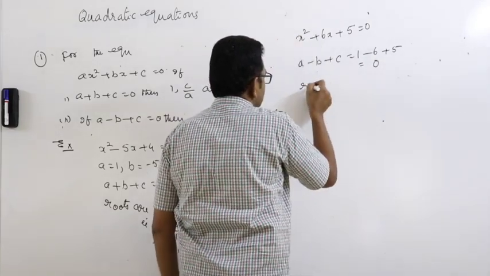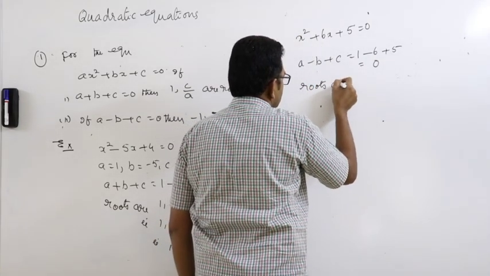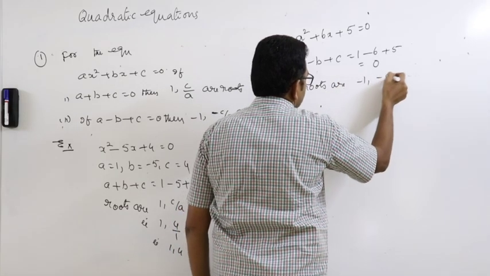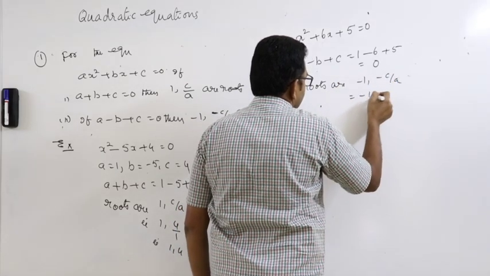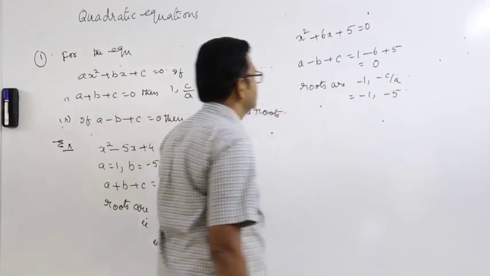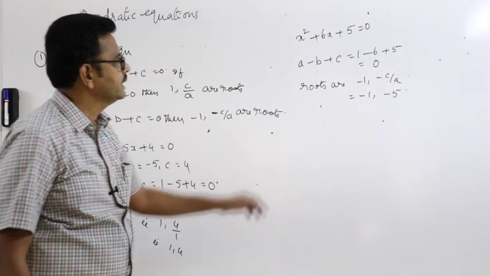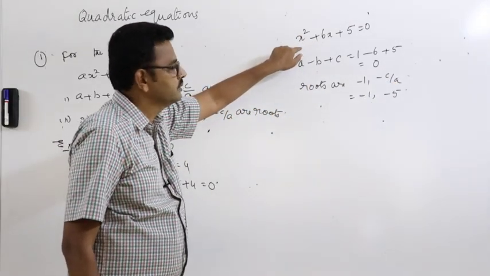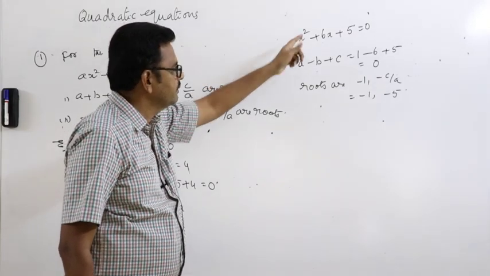Therefore roots are minus 1 comma minus c by a, that is minus 1 comma minus 5. These are the roots. You check it. You have to find the roots according to your convenience.